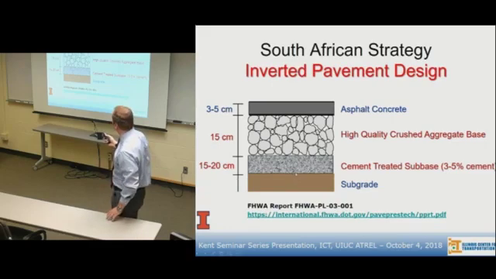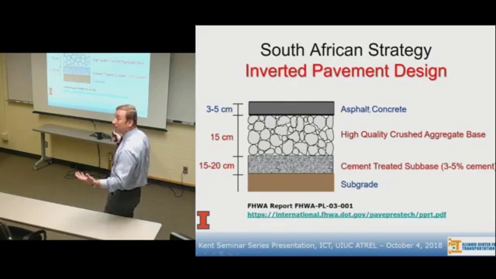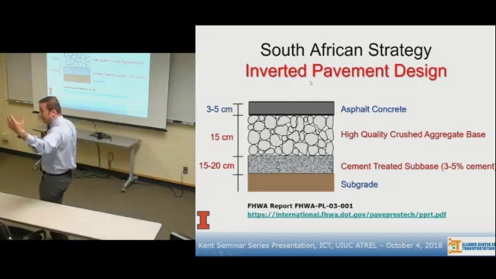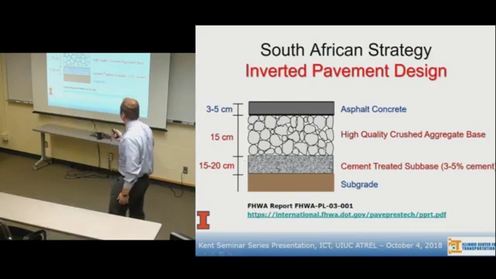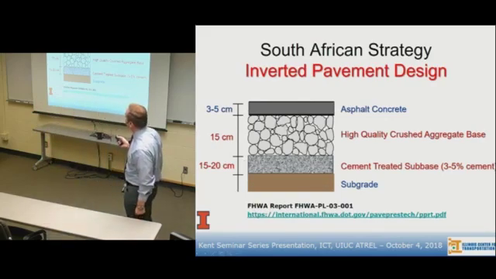This is how they construct, on top of their subgrade, typically 6 to 8 inches, 15 to 20 centimeters, of cement-treated subbase. But notice, 3 to 5% cement, right? What percent cement do we have in concrete? 15, 16. You don't want to go too high in cement content. Cement-treated subbase becomes a stiff platform to build this high-quality crushed stone layer of only 6 inches.